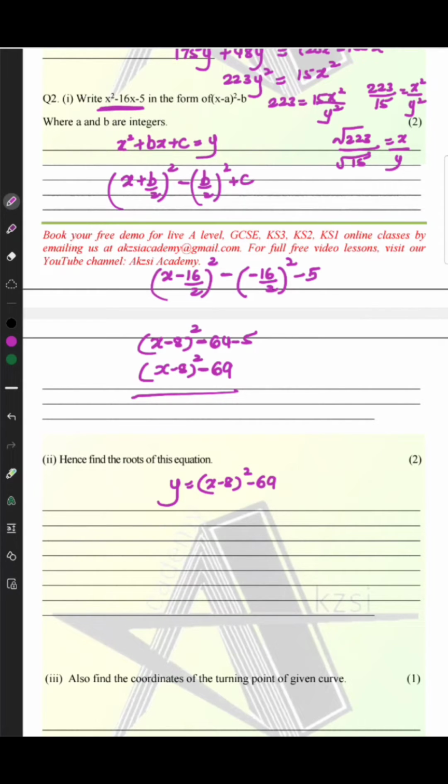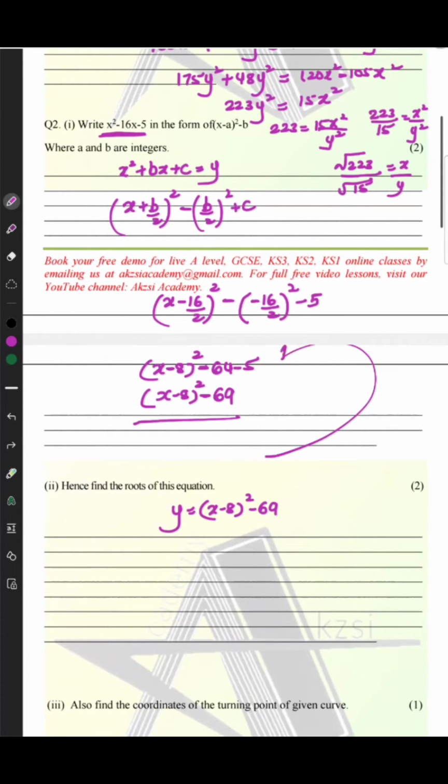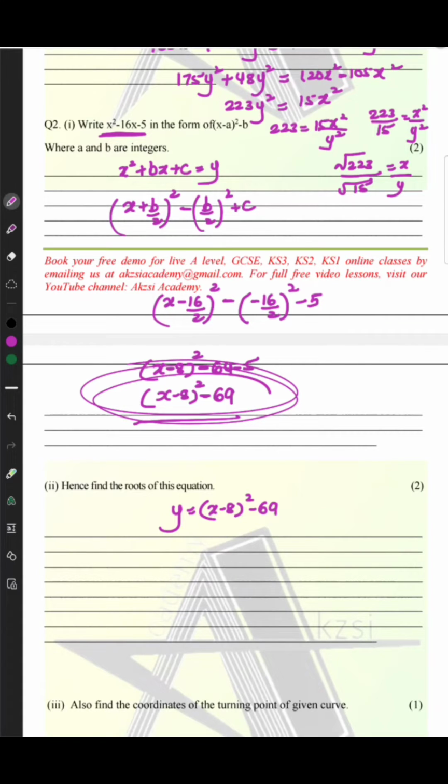Remember, whenever it's written "hence find the roots", that means you have to take the help from part 1. So don't use any other method to get the answer. You will not be rewarded any marks in this case. So you have to use this form to get the answer. You have converted this one using the completing the square method, and then use it to get your answer. So equating it to 0.